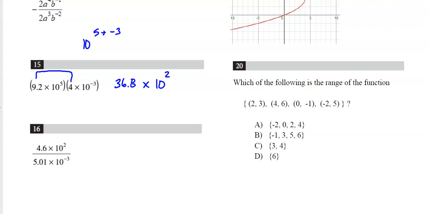Now that's kind of wannabe scientific notation. We're supposed to have a number between 1 and 10. So I need to decrease this by a power of 10. But if I decrease that by a power of 10, I need to increase this by a power of 10 so that it's still the same value. It still checks out. So there we go for number 15.